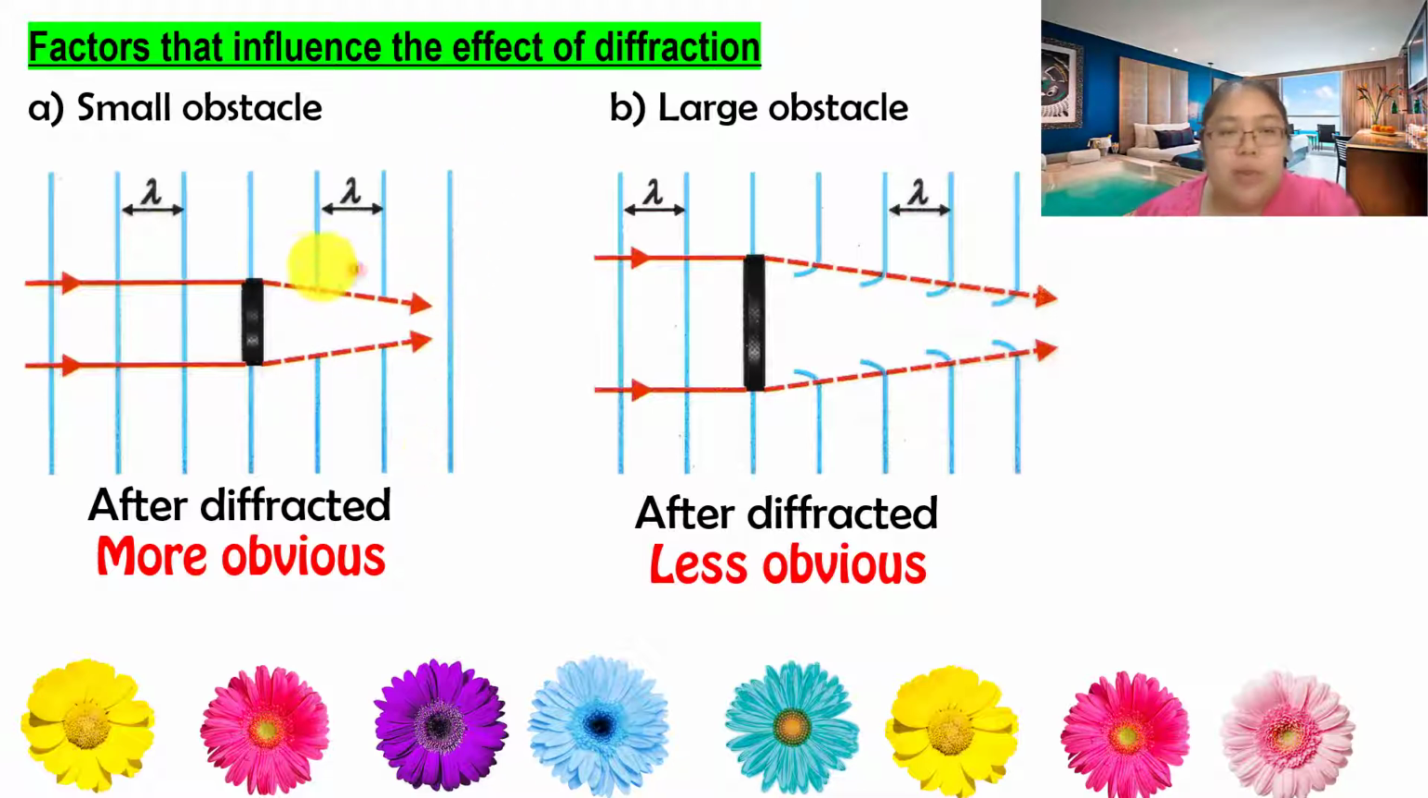So this one is still clear. We can say there's a clear, we can say more obvious. Diffracted more, or you say diffracted more obvious, because they just blur a little bit from the starting part.